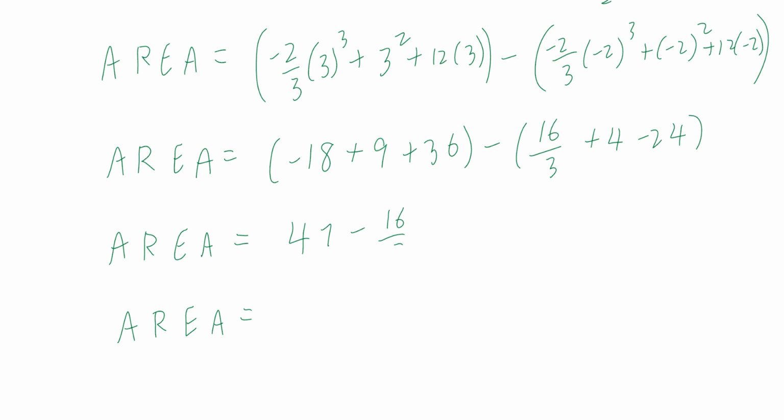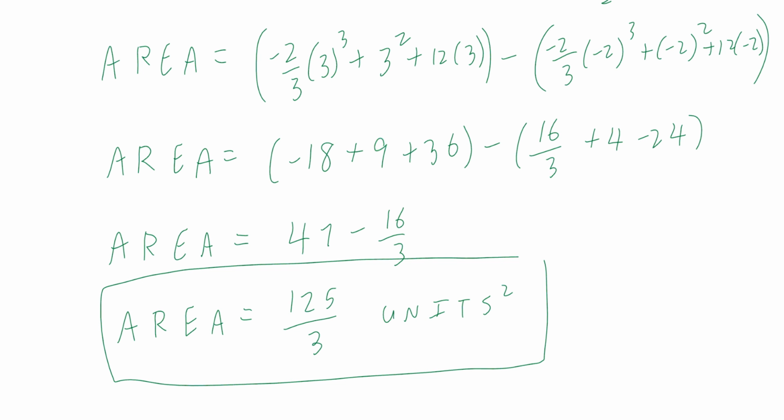minus 16 over 3. So 3 times 47 minus 16, that's going to be 125 divided by 3 units squared. I hope this makes sense.